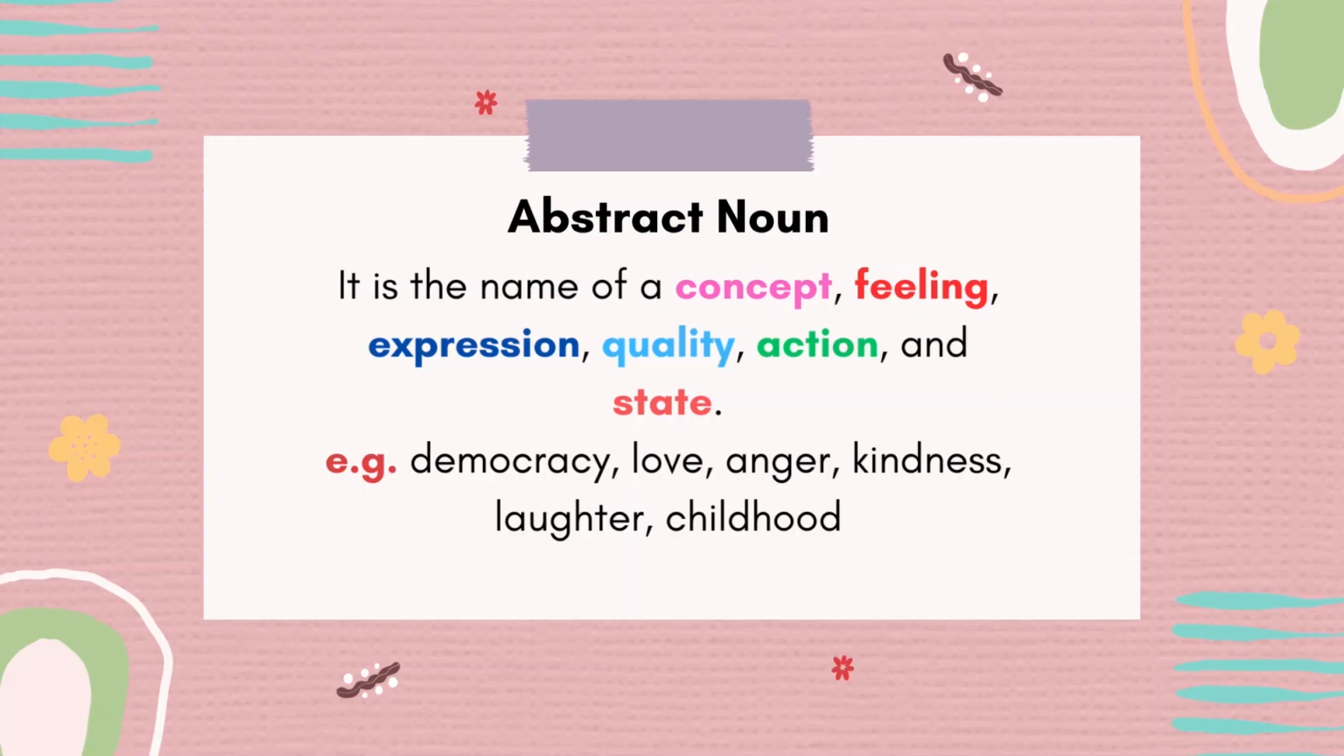Next is abstract noun. It is the name of a concept, feeling, expression, quality, action, and state. For example, democracy is a concept, love is a feeling, anger is an expression, kindness is a quality, laughter is an action, and childhood is a state. So, abstract noun is the name of those concepts which we can perceive through our senses.